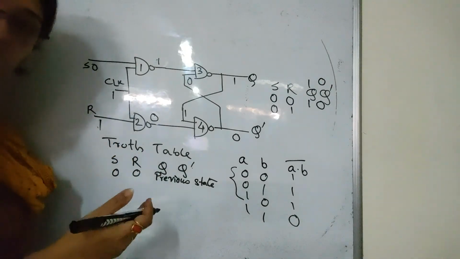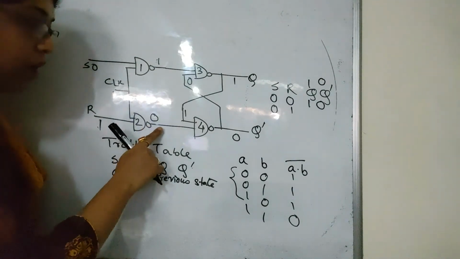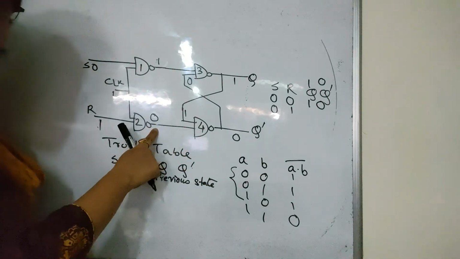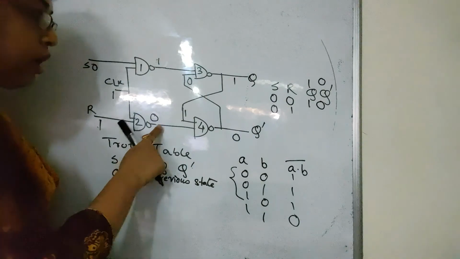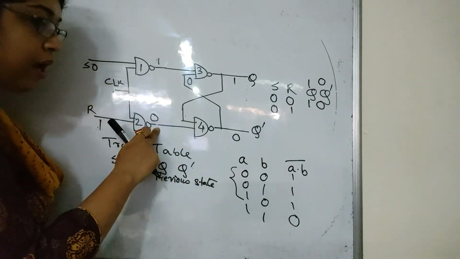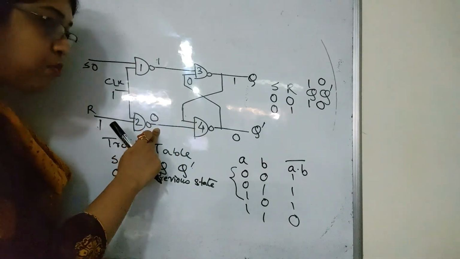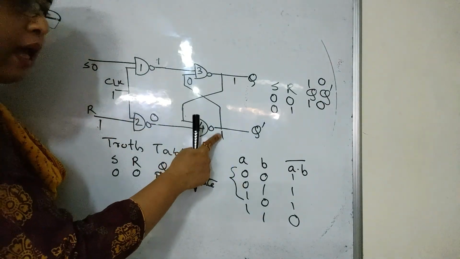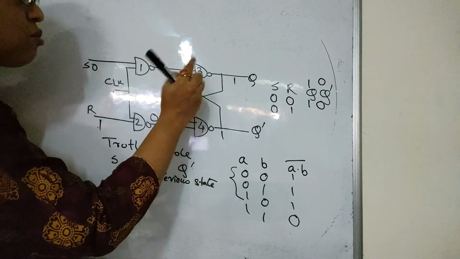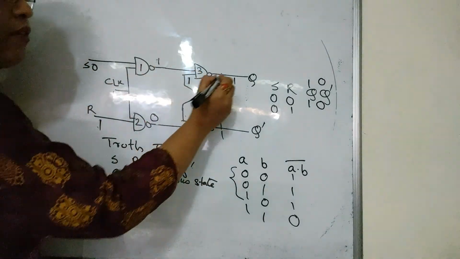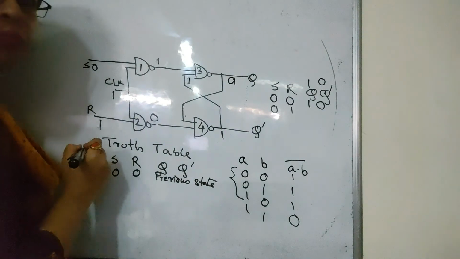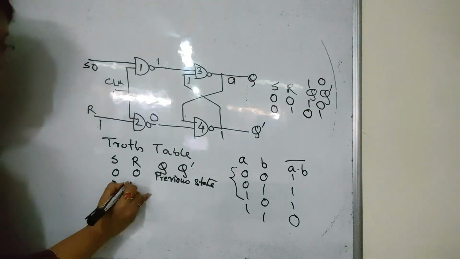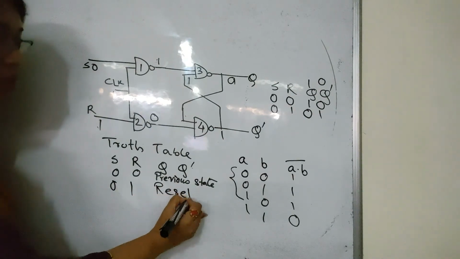We are going to take the low inputs first. So we take NAND gate number 4, because NAND gate number 4 has this 0 input line. Since NAND gate number 4 has the input 0, the output would be 1. And this 1, when fed back into NAND gate number 3, will give us an output of 0. So Q becomes 0, Q dash becomes 1. As we know, this gives us the reset state.